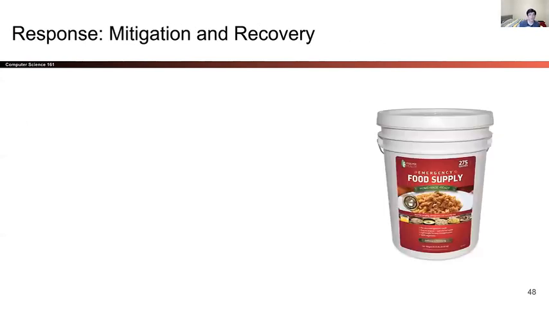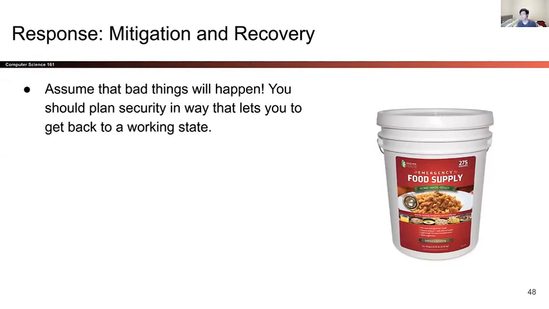So an example of what response might look like is mitigation and recovery. You should always assume that bad things will happen. This is one of the things that we talked about in the threat model earlier. You should have a plan to get security back in a way that lets you get to a working state. So that's the mitigation and recovery part of this response.